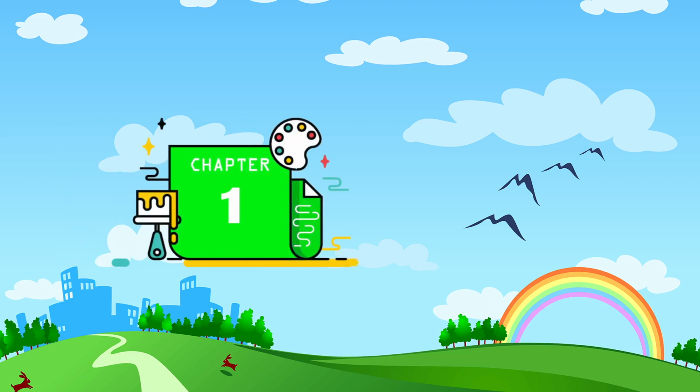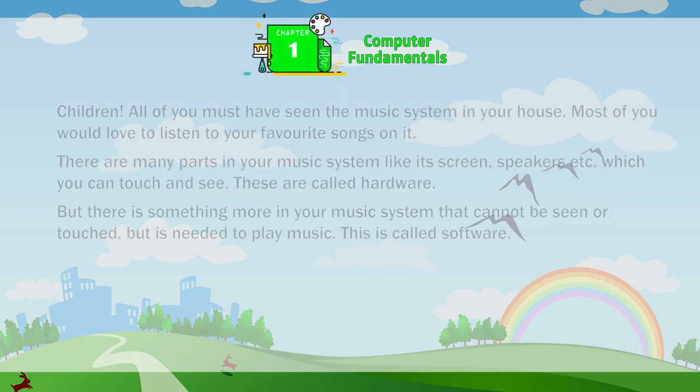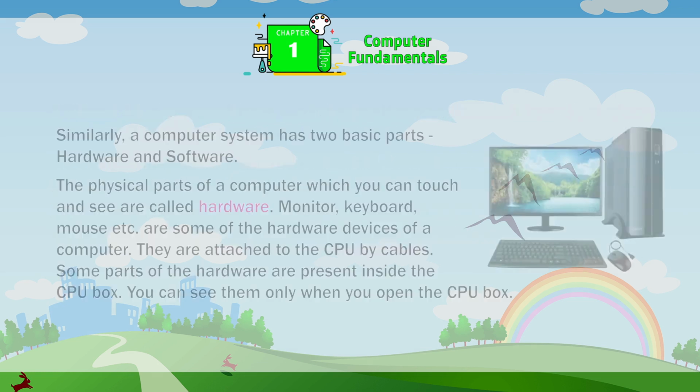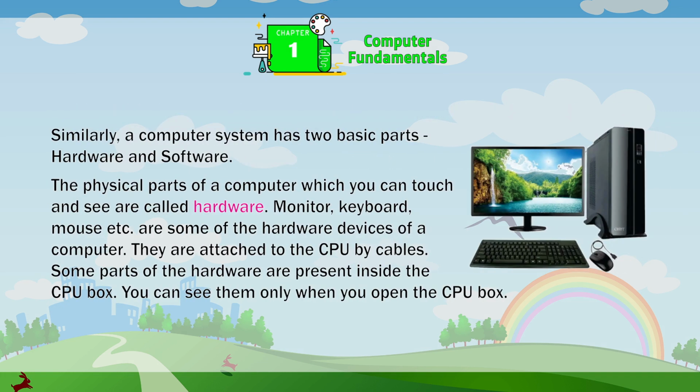Chapter 1: Computer Fundamentals. Children, all of you must have seen the music system in your house. Most of you would love to listen to your favorite songs on it. There are many parts in your music system, like its screen, speakers, etc., which you can touch and see. These are called hardware. But there is something more in your music system that cannot be seen or touched, but is needed to play music. This is called software. Similarly, a computer system has two basic parts: hardware and software.